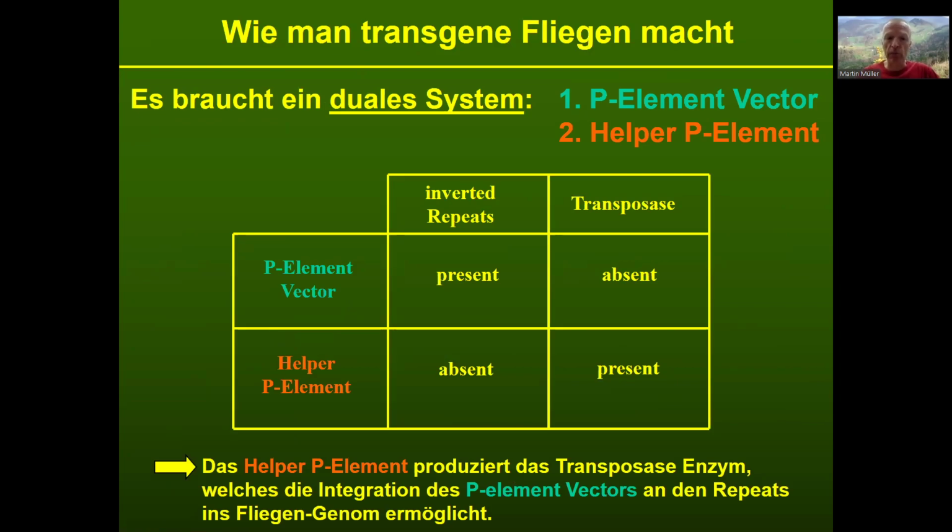The helper P element will be lost, transposase is no longer around, and the P element vector cannot move around anymore. So this is the dual system which has been developed, consisting of a P element vector and the helper P element.